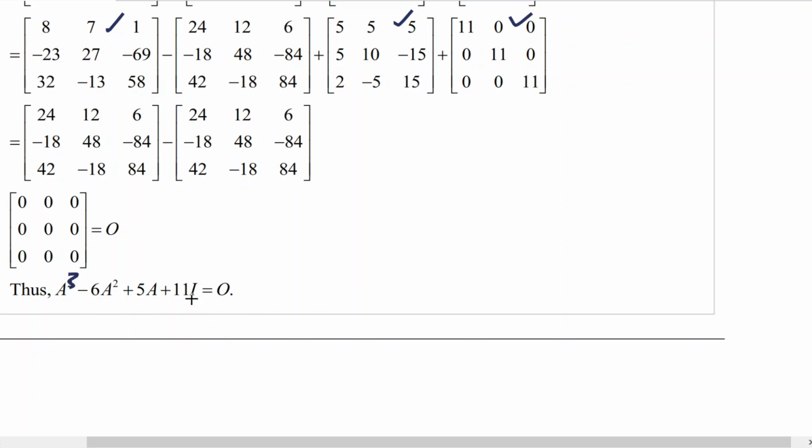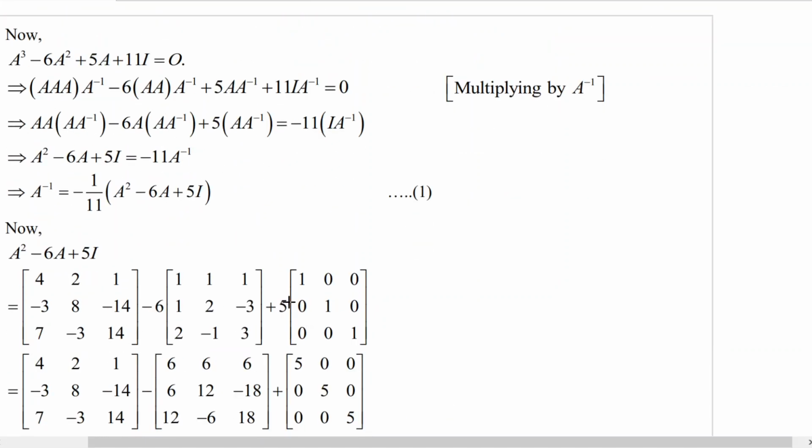What we'll do, we'll take 11I towards that side and then multiply the whole thing by A inverse. See, A cube into A inverse, A square into A inverse, A into A inverse. 11I, you can take it in the first step or later on you can take it towards RHS. It doesn't matter. So A inverse into A will be I, into A square will be A square, A into A inverse will be I, into A will be A, and I into A inverse will be A inverse only.